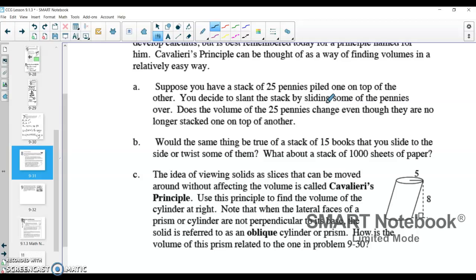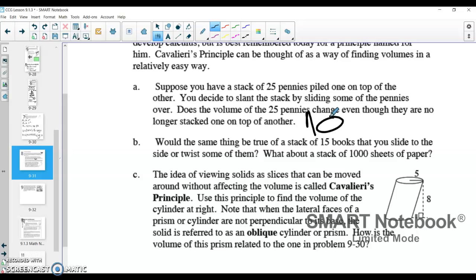And the answer to it is no. All right? So it's a little quick, I get that, but the answer is no. The volume does not change when we start slanting it, because each individual penny holds the same volume. Just because we're slanting them, it doesn't change the volume of the pennies, and so it doesn't change the volume of the stack because nothing's really changed.